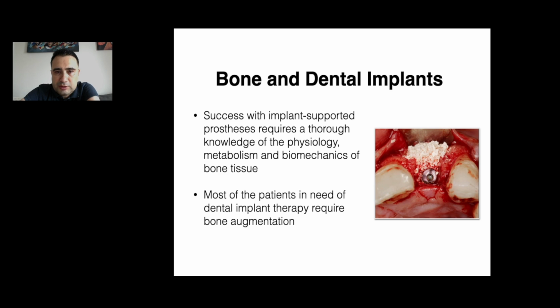In order to be successful in our treatments in implant dentistry, we must have thorough knowledge of physiology, metabolism, and biomechanics of bone tissue, because we will be directly dealing with bone tissue. And it is essential that our implant must integrate with bone, which is called osseointegration. This is a direct bondage between implant and bone tissue. This is one of the main tissues we're dealing with. That is why we must have good knowledge about bone.